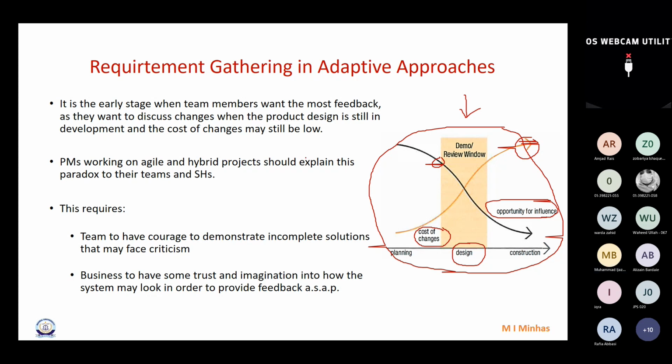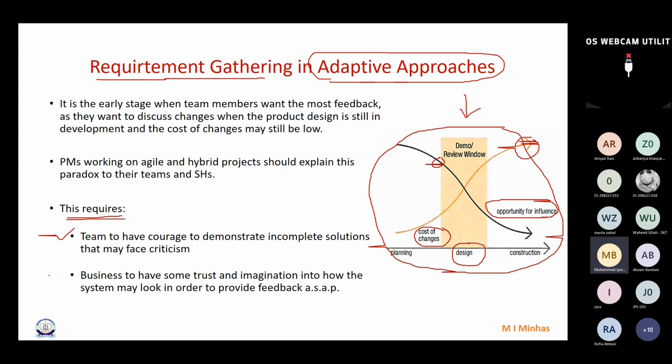Now, there's one more thing. In order to be successful, in order to have an effective requirement gathering approach in adaptive life cycles, there are two things that are required: one from the team members, and the other from the business or the other stakeholders of the organization. From the team members' point of view, this point is important: the team needs to have the courage to demonstrate incomplete solutions that may face criticism.